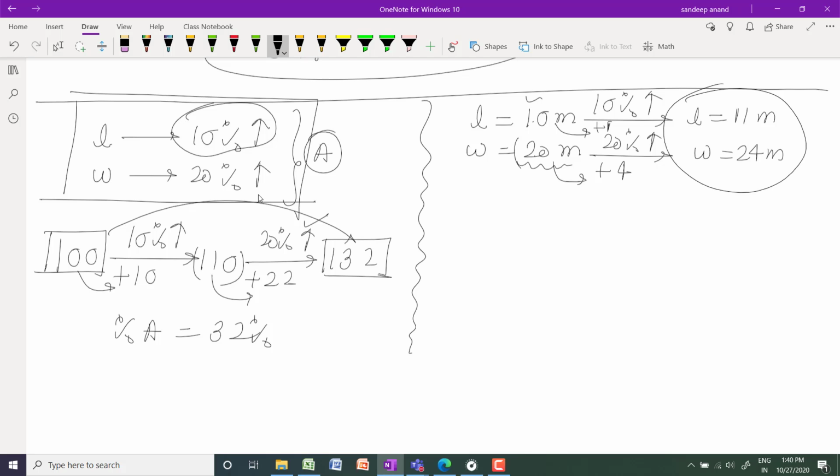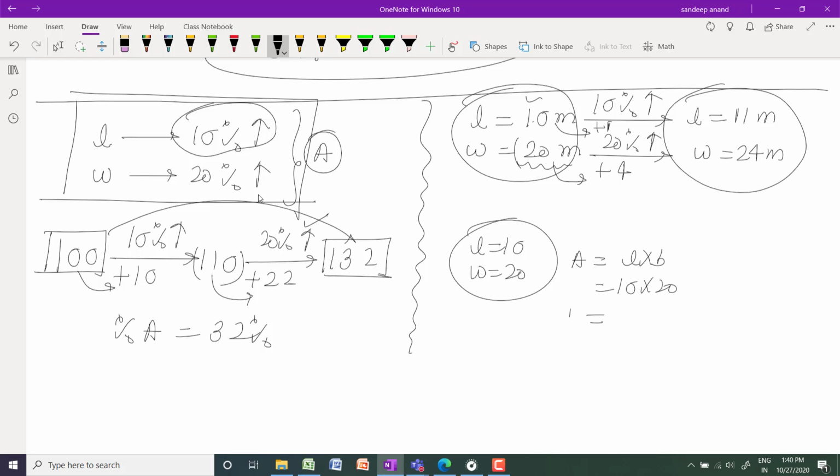So now you have two values. Your initial values are length equal to 10 meter, width equal to 20 meter. Take the area. What is the area? Area you can calculate by length into width. So the value is 10 into 20. Now area is what? 200 meter square. Now after increasing, my length becomes 11 and width becomes 24. Now what is my new area? My new area is 11 into 24. It comes to 264 meter square.